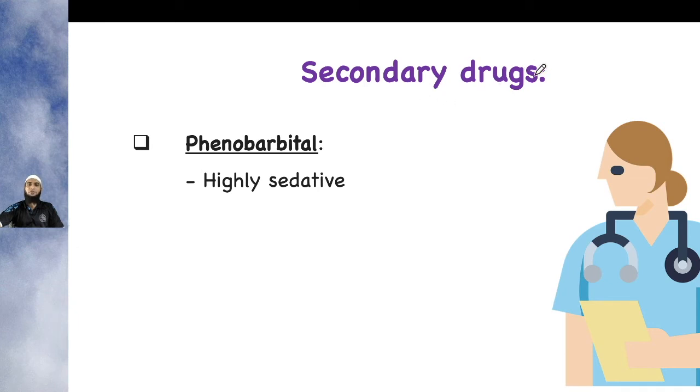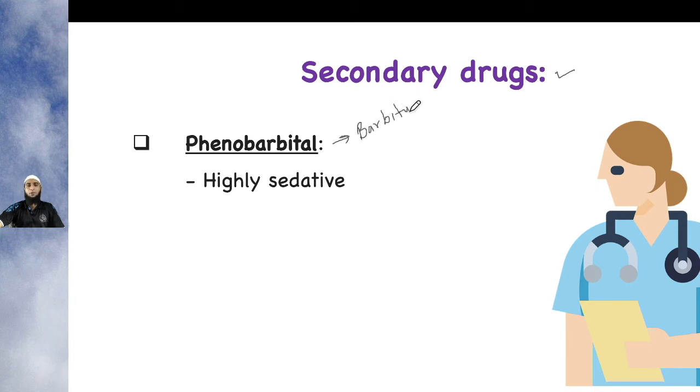So other drugs which are used in the treatment of convulsions are called secondary drugs. It means they are not used as primary drugs in the treatment of convulsions. They can be used when primary drugs are not effective or show more side effects and the patient is not able to tolerate the primary drug. The drug we can use as a secondary drug is phenobarbital. Phenobarbital belongs to the category of barbiturates.